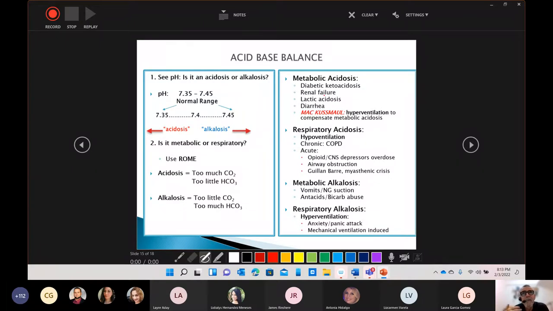So how do you expect to see a patient in end stage renal disease in hospice, refusing dialysis? You expect to see the client hyperventilating because it's a compensation that is a reflex. So the patient will try to eliminate the acid of the body by hyperventilating. So this Kussmaul respiration also is seen in patients with end-stage renal failure that are not on dialysis.